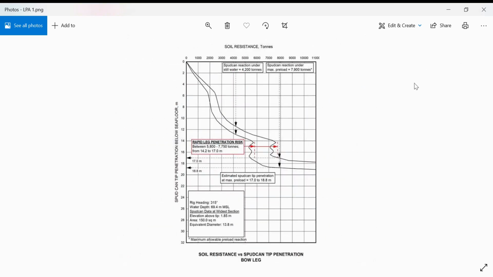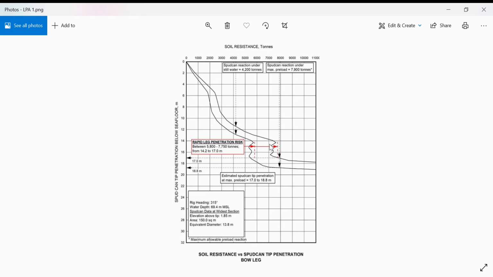This is another leg penetration analysis which you need to consider prior to accepting the location. Of course, you know that there is a potential for the leg to run, right? There's a risk of rapid leg penetration. So this is upper bound, this is lower bound, and you can see this type of rig has to preload until 7,900 tons. So you can see this line, and during the preload stages from still water reaction all the way to maximum, there is a potential for the leg to run. Okay, rapid run means it can go down pretty quickly.